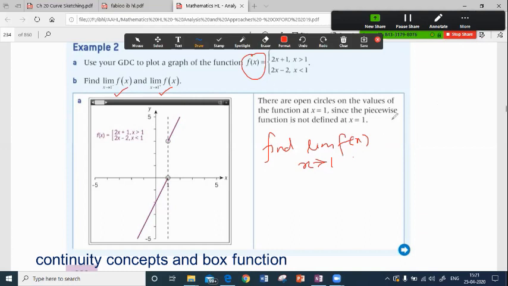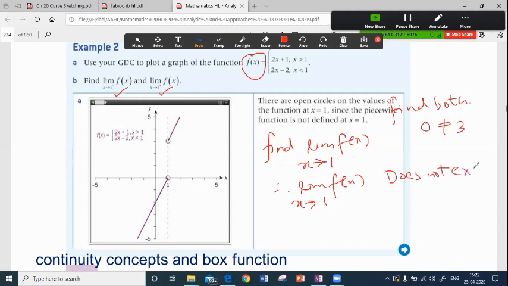You'll find both, and then you'll say, since both values, as we've done earlier, one was 0 and another was 3, since they are not equal, therefore, limit f of x as x tends to 1 does not exist. Do you understand this? Am I clear? So whenever the question is asked, find this thing, you will do both, and then you show that they are not equal, hence the limit does not exist. Am I very clear?